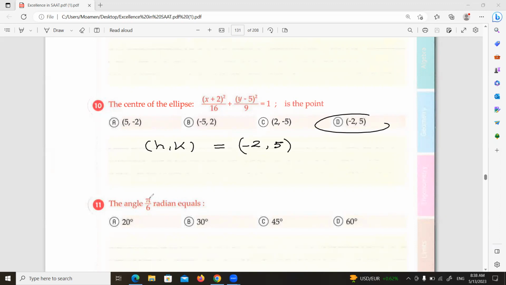We're going to number 11. The angle of pi over 6 radian equals. Directly from solving problems from practice, you know, pi over 6 means 180 over 6, which means 30. So pay attention that pi means 180, and all of you know from practice that pi over 6 is equal to 30, pi over 3 is equal to 60, pi over 2 is equal to 90, pi is equal to 180, and 2 pi is equal to 360.